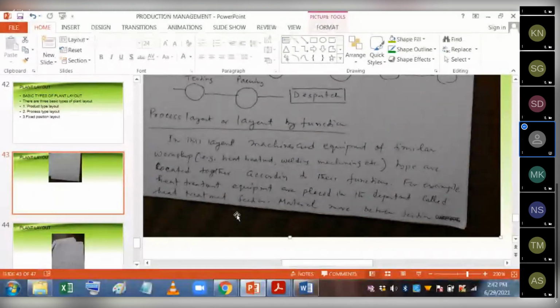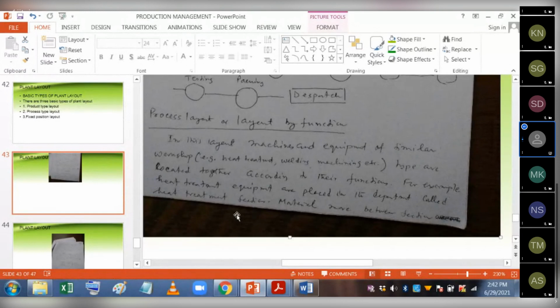ऐसा कभी नहीं होता है. What they do, they will take out that machine, put another machine in the line, and immediately, maybe at the end of the day, they will be making 10 pairs less, but not more than that. But in a process layout, it is different.